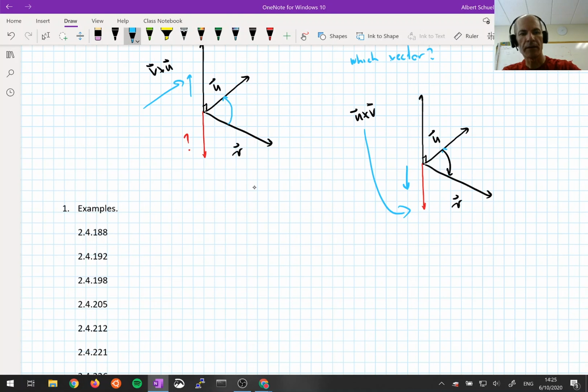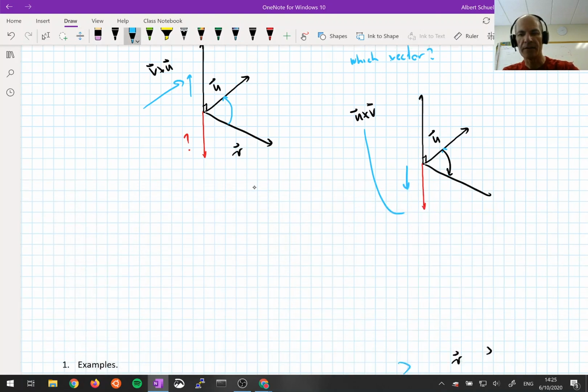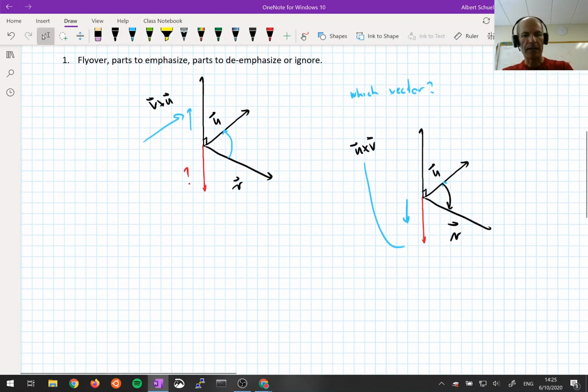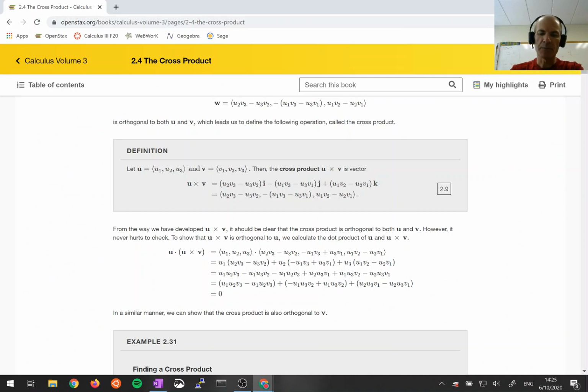So it's really important as you work with cross products to have that in your head, that the right-hand rule will tell you which direction the resultant vector is going to point. All right, let's go back over here. So there's the formula.